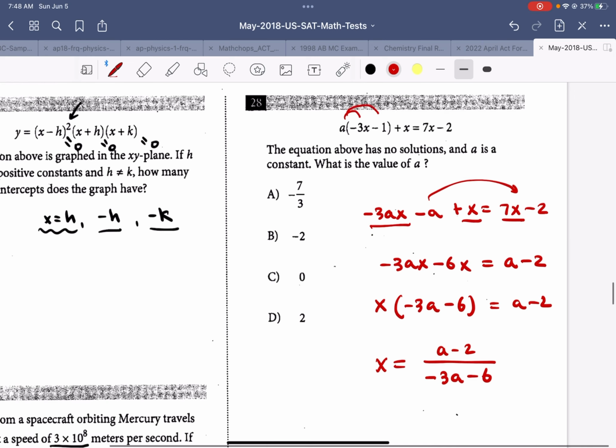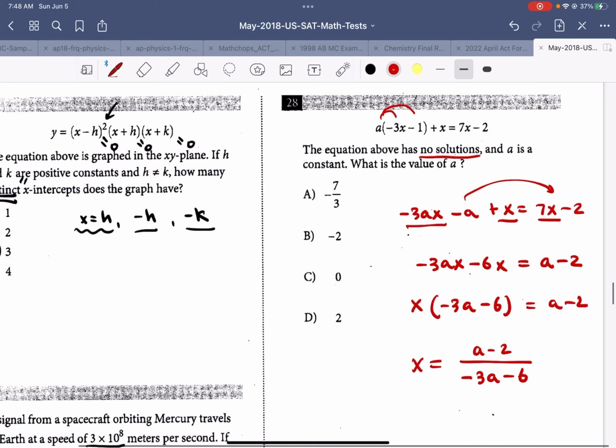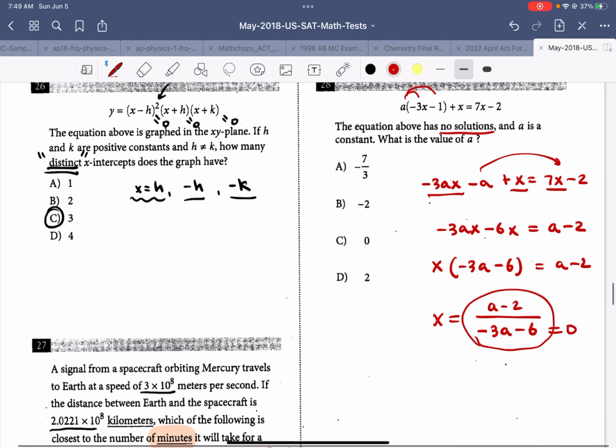Now, back to the question here. It said no solution. So for this value not to have any solution, set the denominator equal to 0, then it will be undefined, then no solution. So negative 3a minus 6 equals 0, negative 3a equals 6, so a has to be negative 2, so the answer is B. Okay.